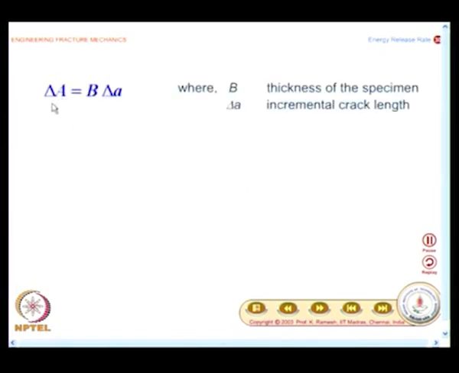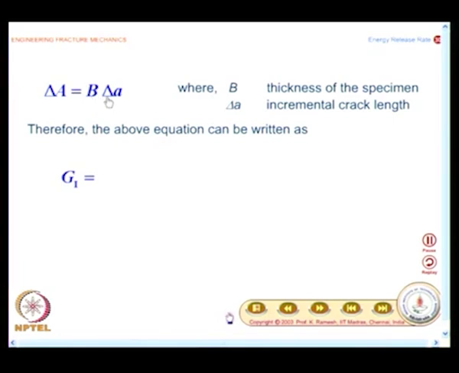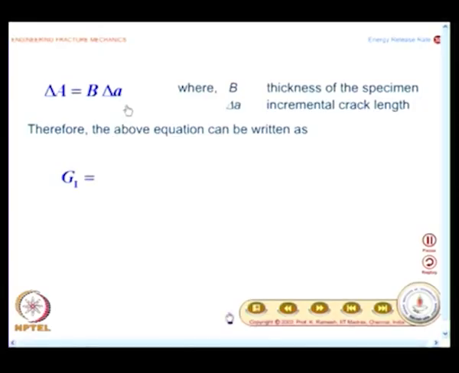And what is delta A? Delta A is equal to B into delta a of the crack extension, and we are looking at only one crack tip. So, the crack extends by delta A. So, using this, the equation can be rewritten as minus of 1 by B d capital pi divided by dA. So, this is the most general expression for strain energy release rate.